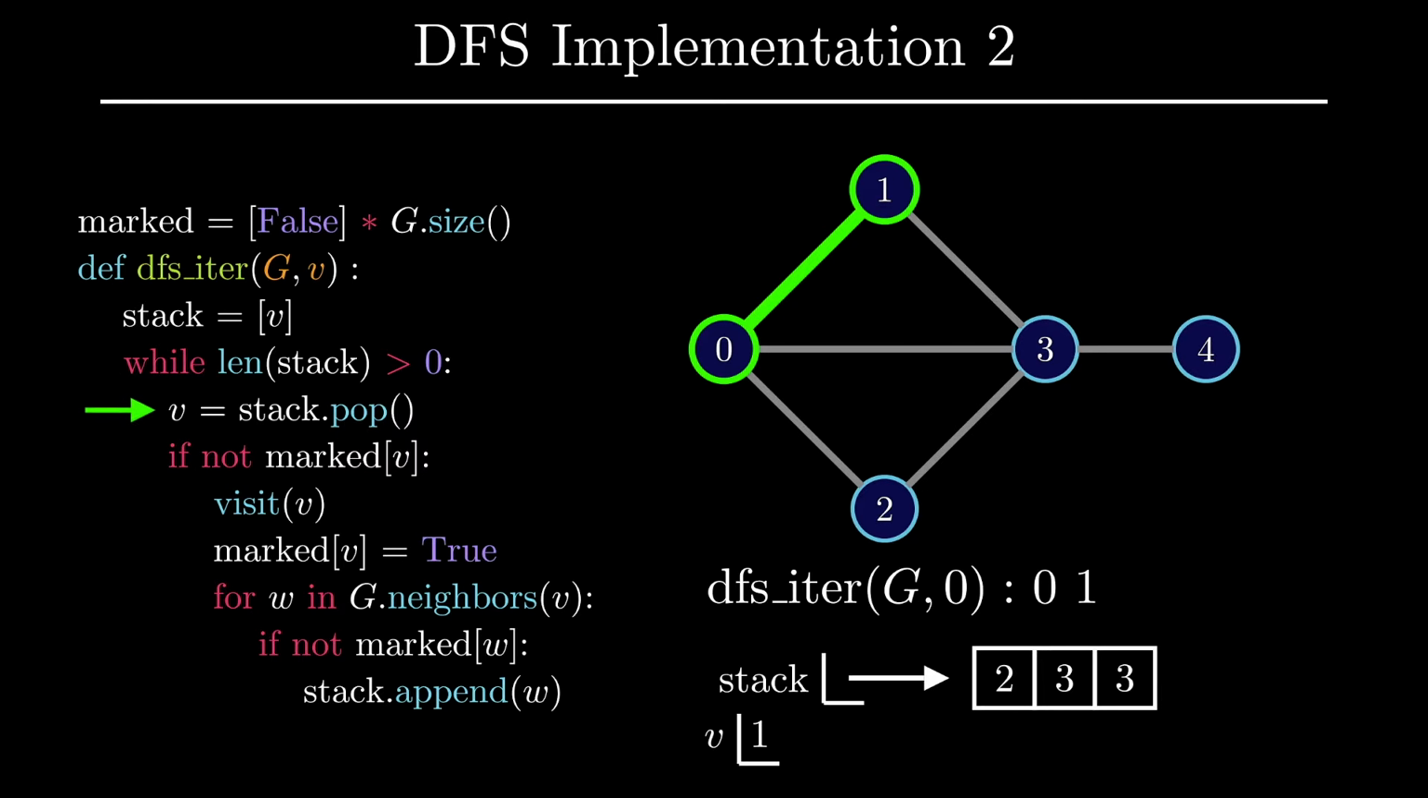The next vertex we pop off is vertex 3, which we then visit, mark, and add to the order as the third vertex. Vertex 3 has 4 neighbors, but only neighbors 2 and 4 have not been visited before, so these are the next 2 nodes we add to the stack.